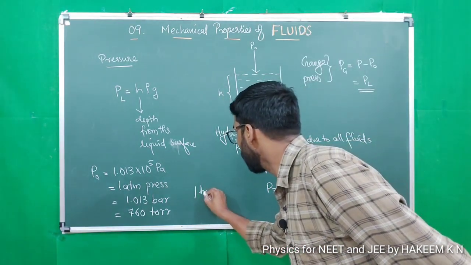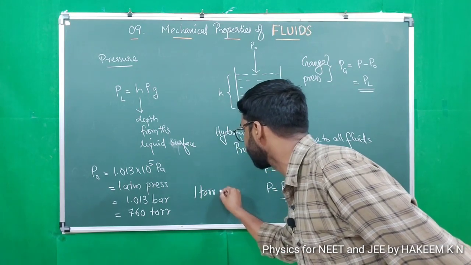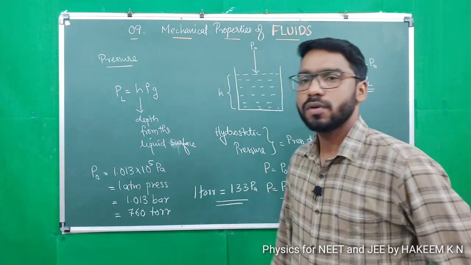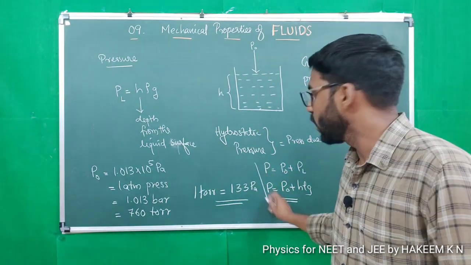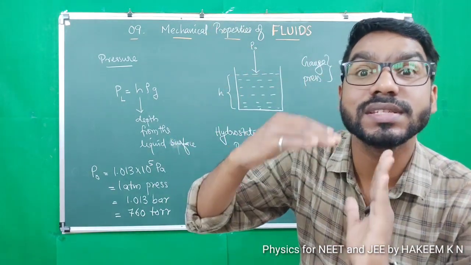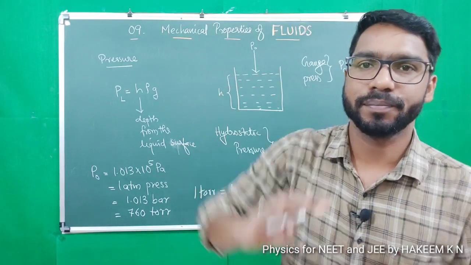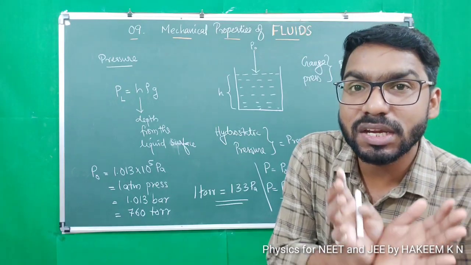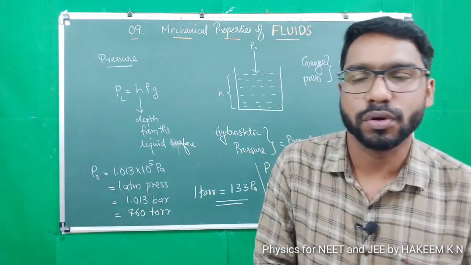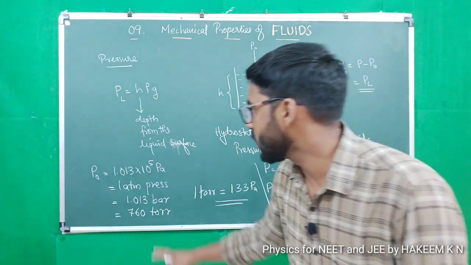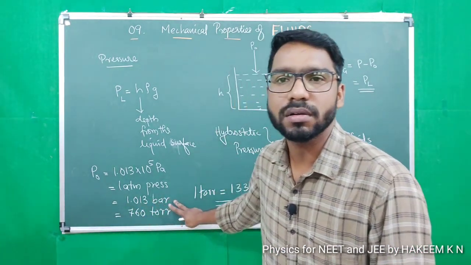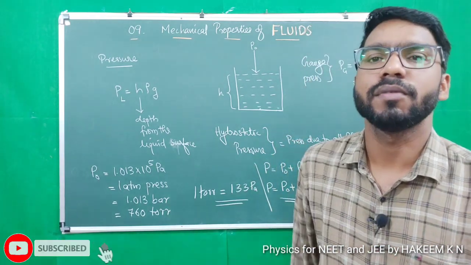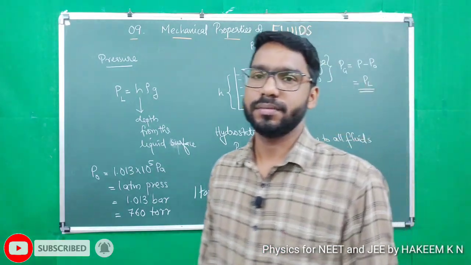So 1 torr equals what? 133 Pascal, and in a mercury barometer it is around 760 millimeter height of mercury. So 1 torr equals 133 Pascal, and 760 torr is 1 atm pressure, which equals 1.013 into 10 power 5 Pascal, approximately 1 bar. 1.013 bar is approximately 1 bar, and 1 bar is 10 power 5 Pascal.